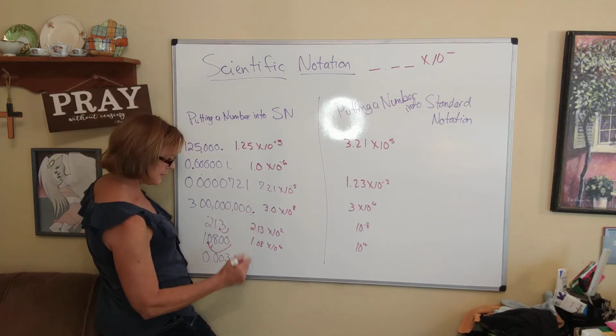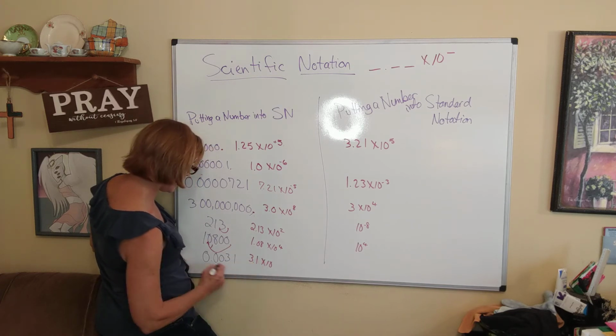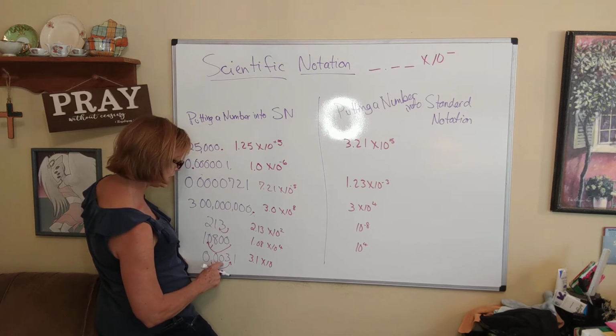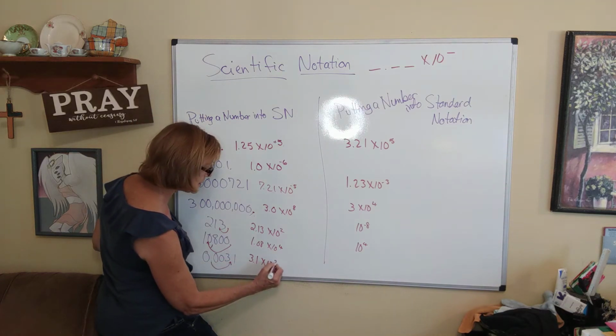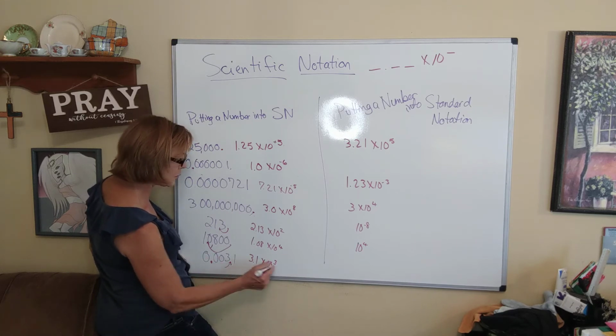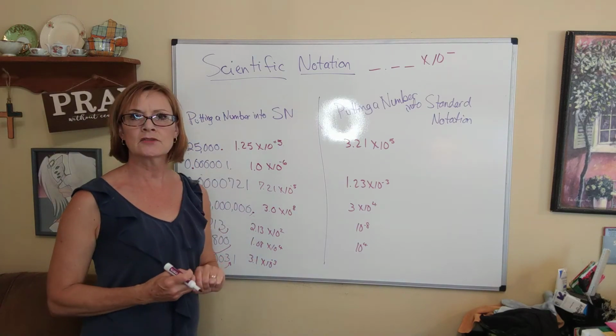0.0031. In scientific notation, this will be 3.1 times 10. I had to move the decimal from here to here. I moved it 1, 2, 3 places, but the original number was 0.0031, which is smaller than 3.1. This needs to be a negative. That's how you put something into scientific notation.